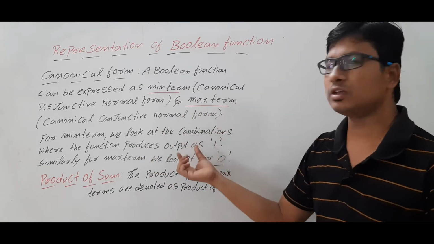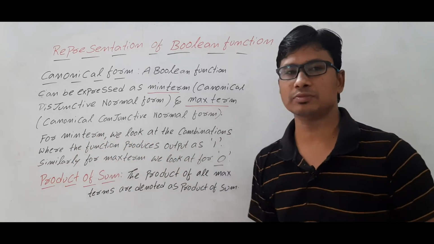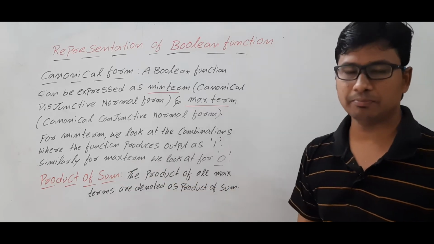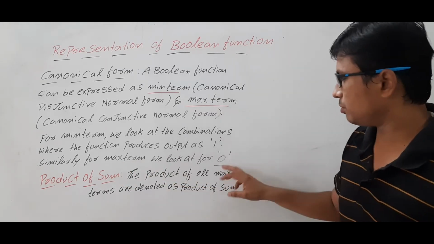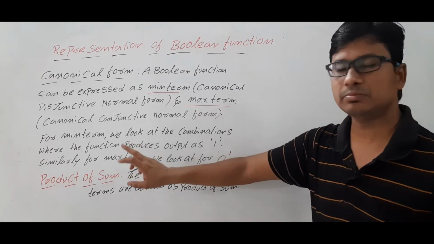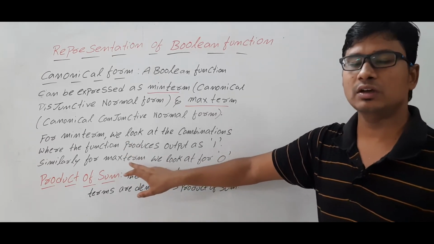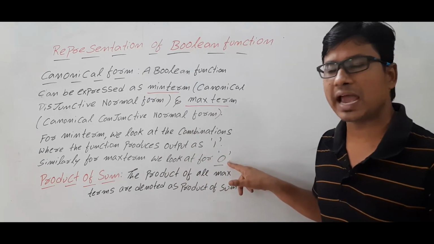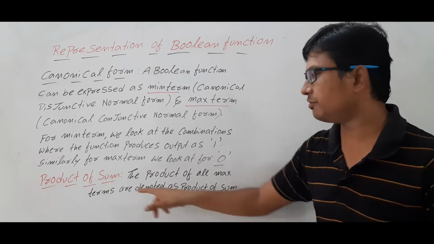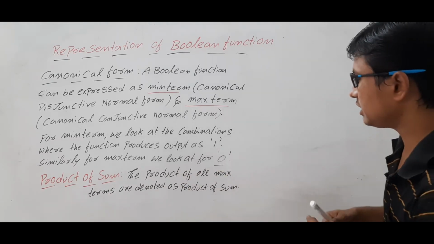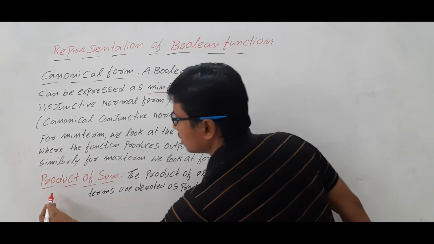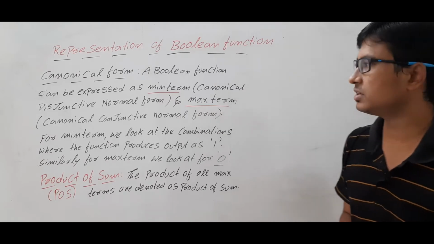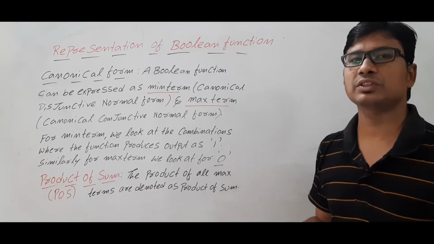When it is producing the output as 1, we will represent it in terms of min terms. When it is producing the output as 0, we will look at it for the max term. Am I right or wrong? Are you able to understand it or not? So, a max term is nothing but the combinations for which the function is producing the output as 0. If I take the product of such max terms, I will get the product of sums. It can also be denoted as POS; in shorthand, people represent it as POS, product of sums. I will explain this concept with an example.